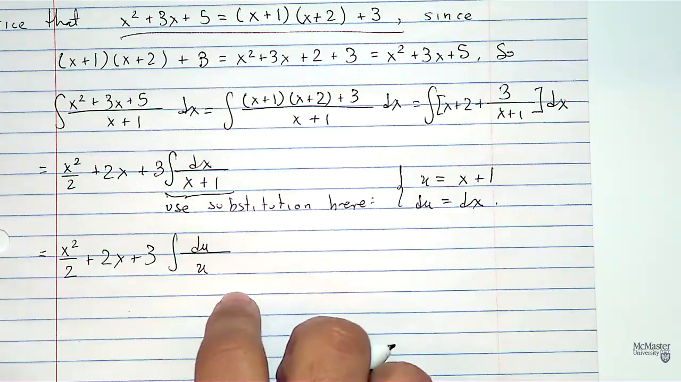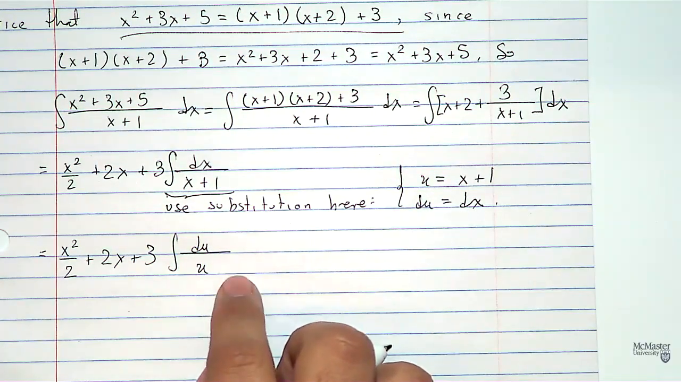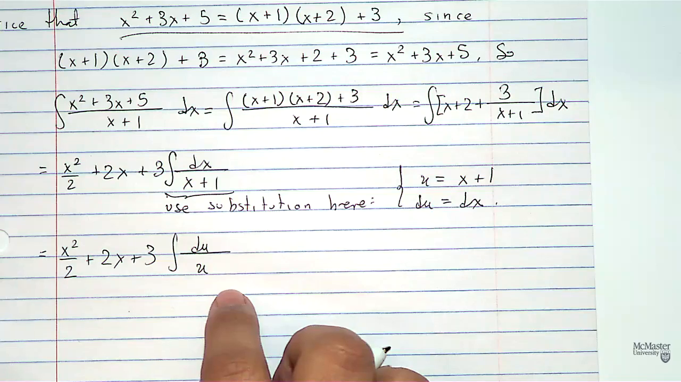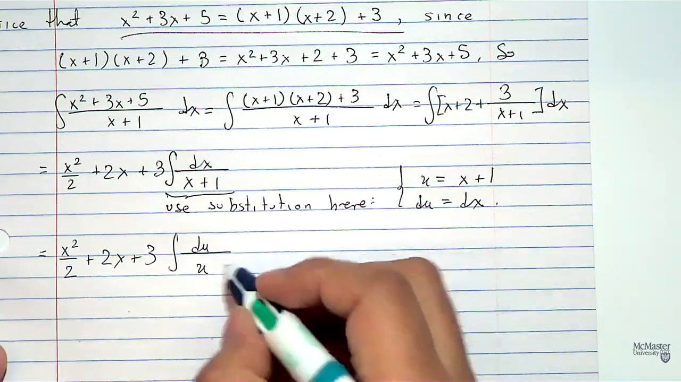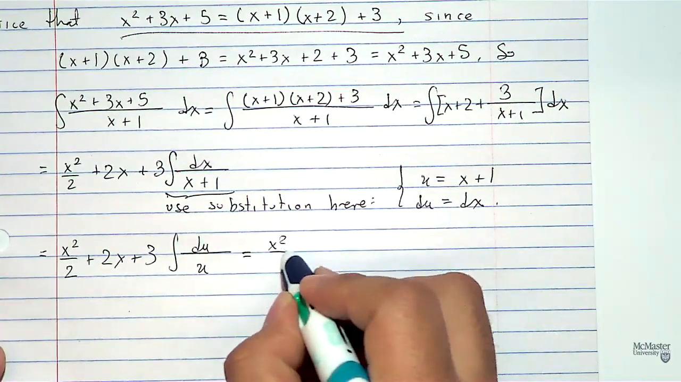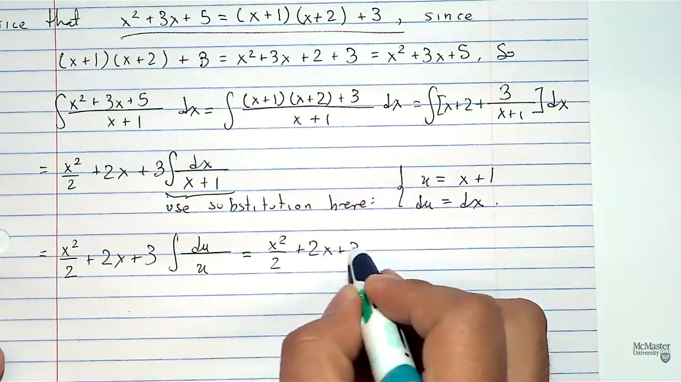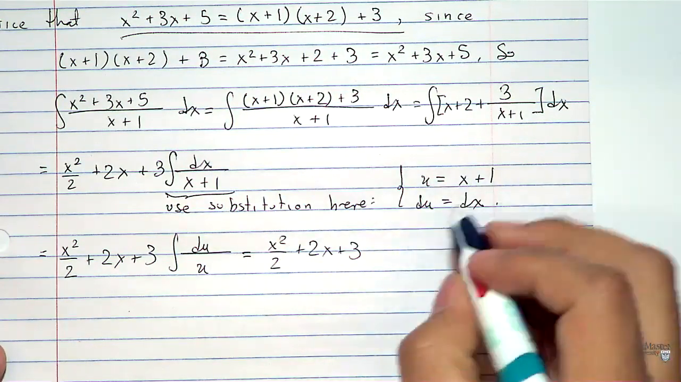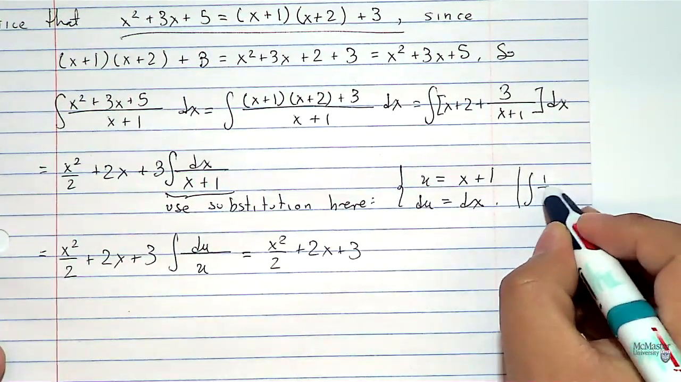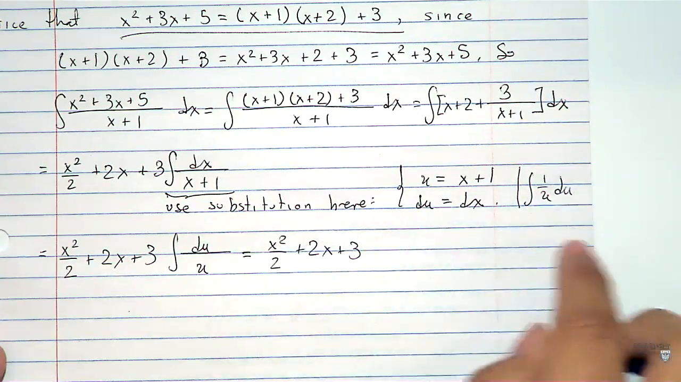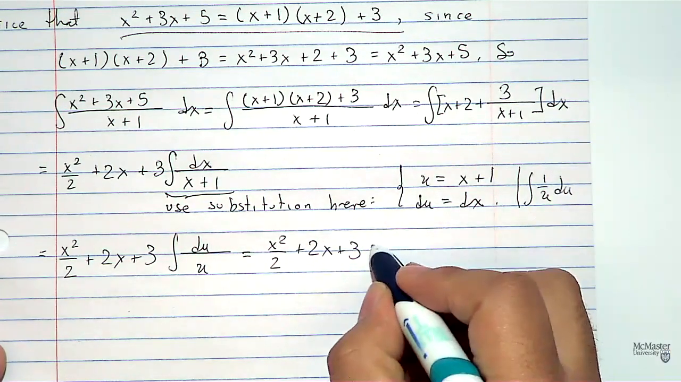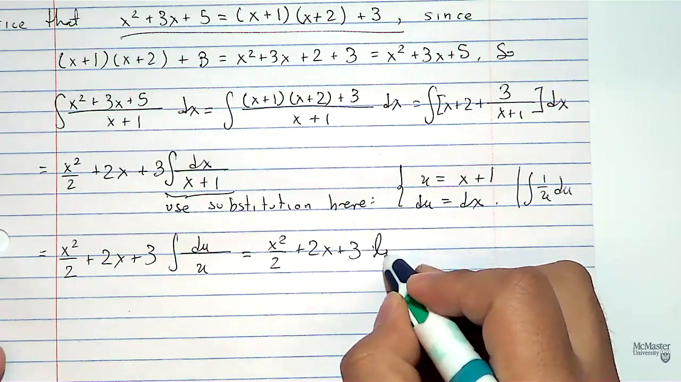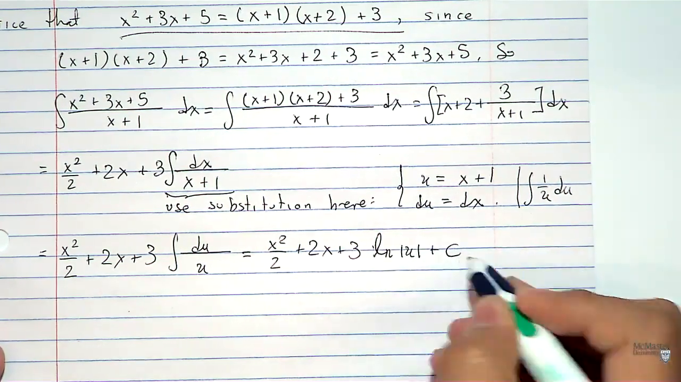What does this look like? If you are studying for the exam, you should know. We already saw it in the previous slide. I mean, this is related to a log function. So here what you would have is x squared divided by 2 plus 2x plus 3 times the integral of this stuff. What we have is basically 1 over u, du, sorry. Then this is 3 times natural log of absolute value of u plus a constant c.